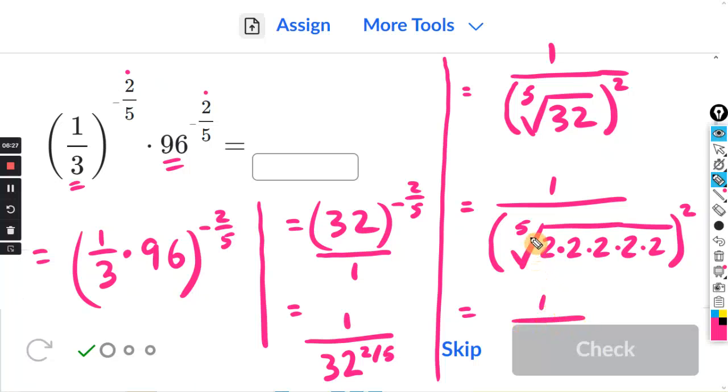All right, the 5th root of 2 multiplied 5 times. Since it's the 5th root, you can just cancel 5 of these 2's. And you're left with 2 squared. And 1 over 2 squared is the equivalent of 1/4.